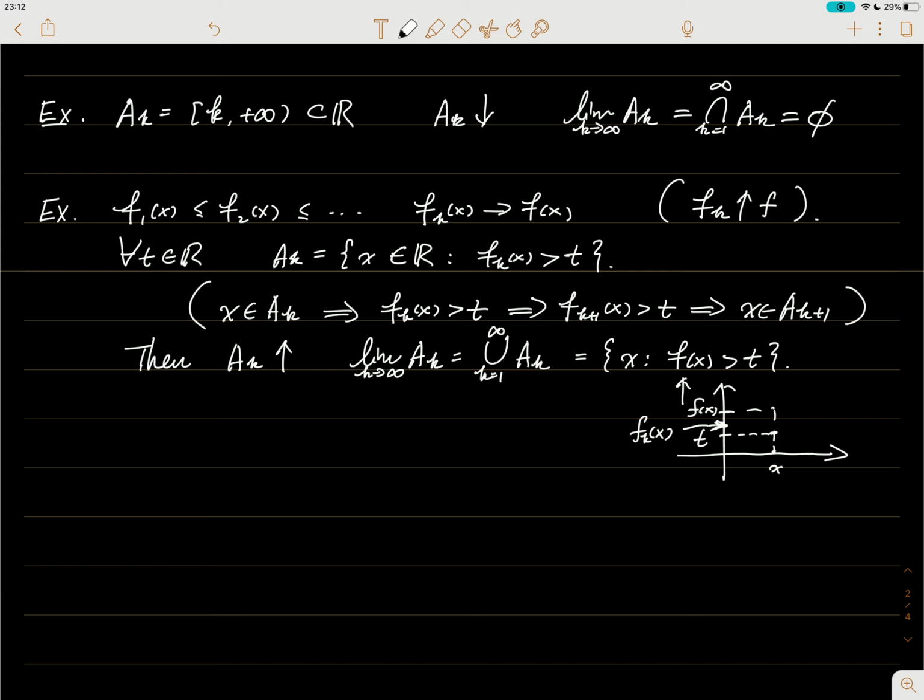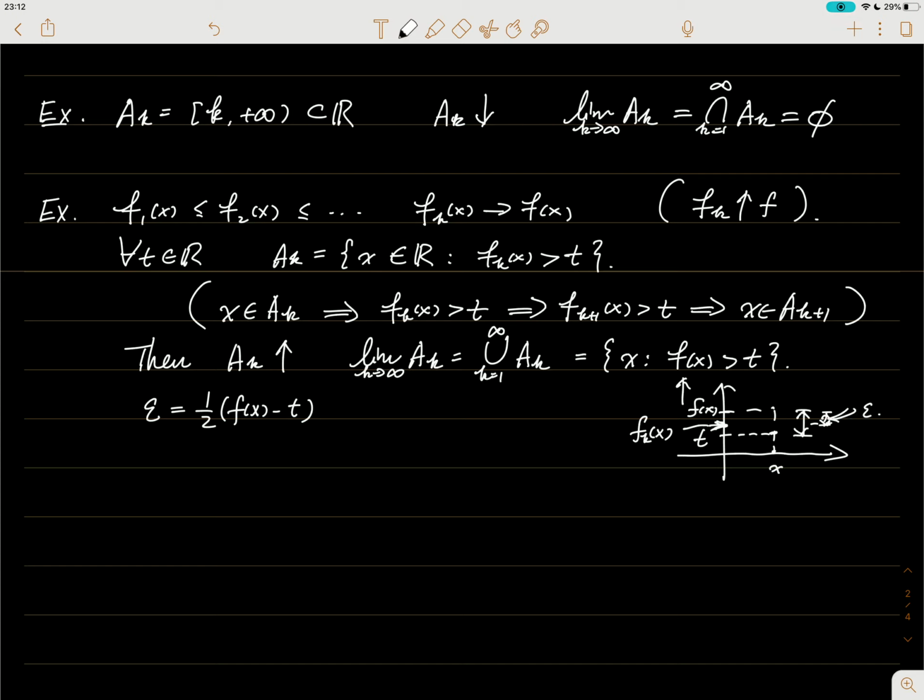Right? So that means if x is in this set here, then for k large enough, x will be in one of those A_k. Okay? Formally speaking, you can take epsilon to be 1/2 of f of x minus t. So the epsilon will be the gap here. Epsilon will be half of the gap here. So this will be my epsilon. It's a half of the gap.